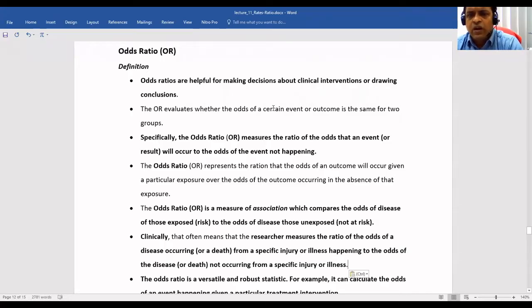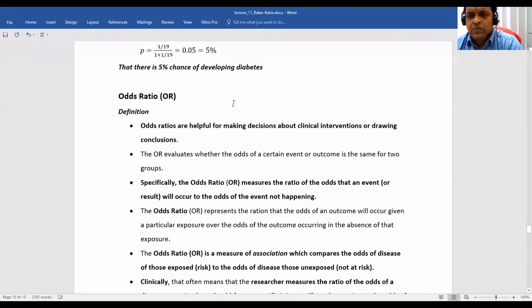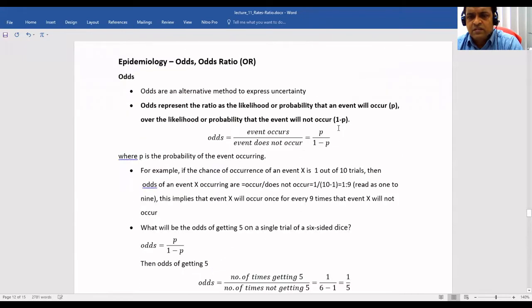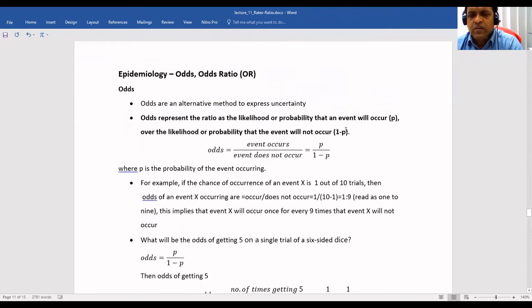Now we are going to learn other important measures for epidemiology or in biostatistics, which are odds and odds ratio or OR. These are widely used in biostatistics and epidemiology.